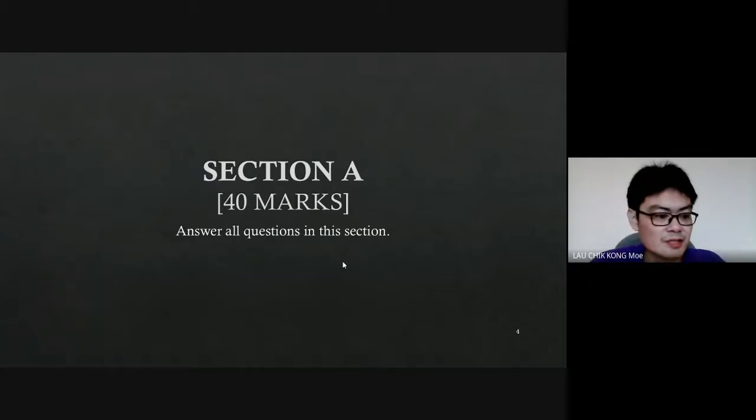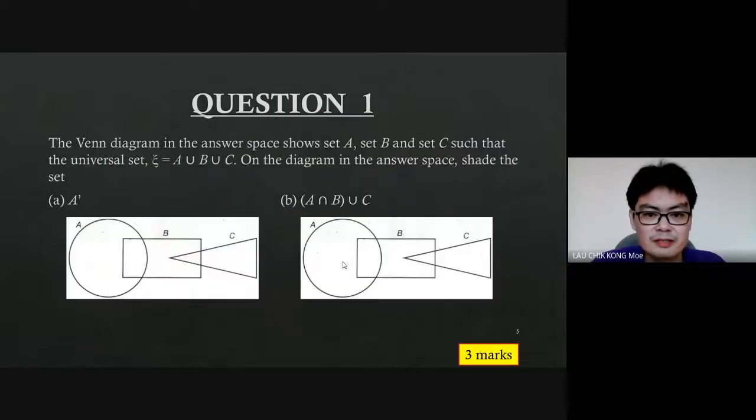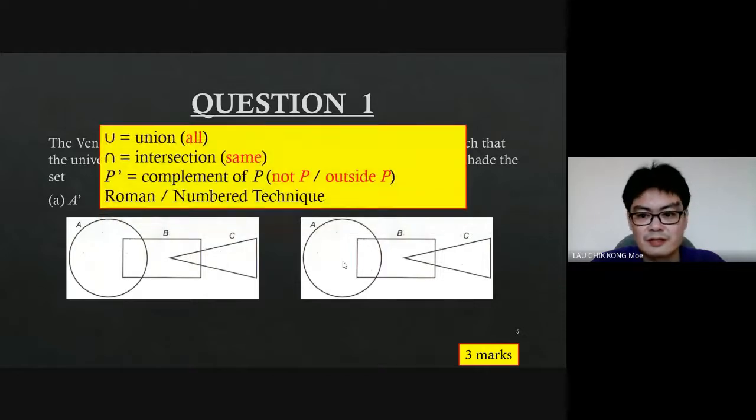For section A, if you look at your question paper, you need to answer all the questions for this section. Question number 1 is about sets. The thing you need to know is about the union. Union means all, and intersection is the same. Complement of P means not P, or outside P, and we can shade the region of the set by using the Roman technique or number technique.